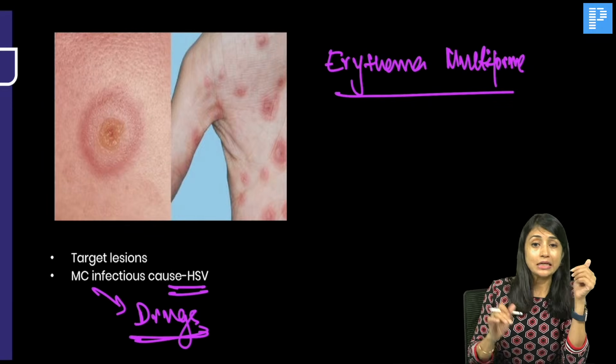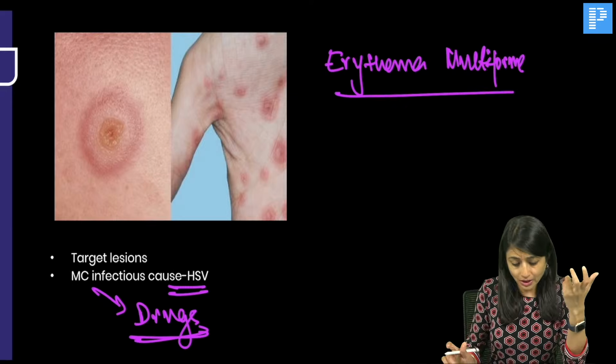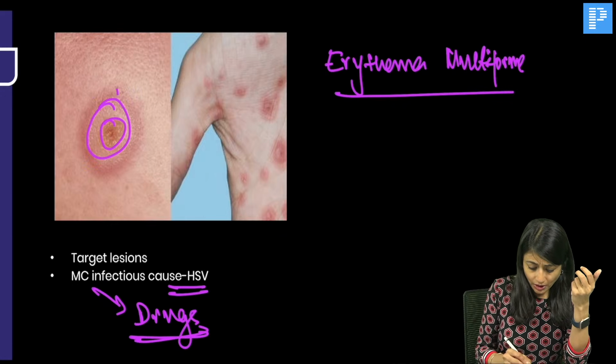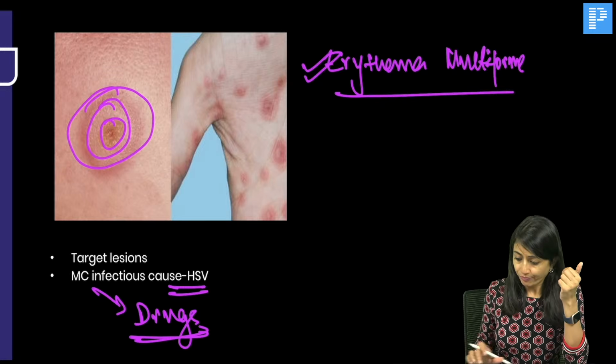Okay. So, this image is again important. You see an image like this, you know that this is a target lesion because you are seeing 3 zones, and then you can diagnose it as erythema multiforme. Okay.